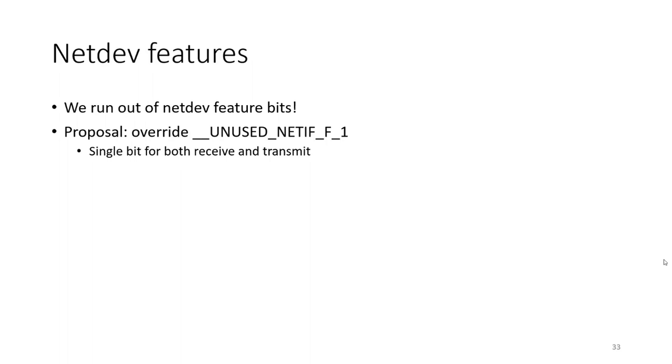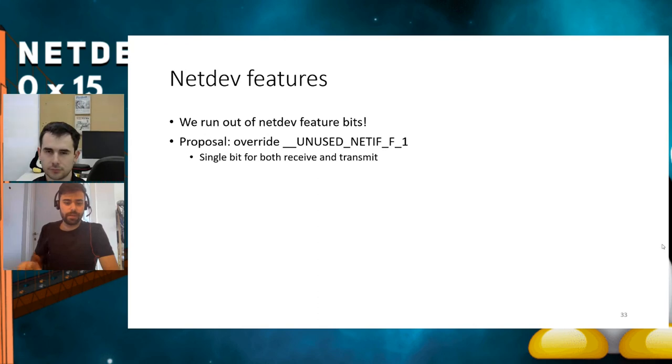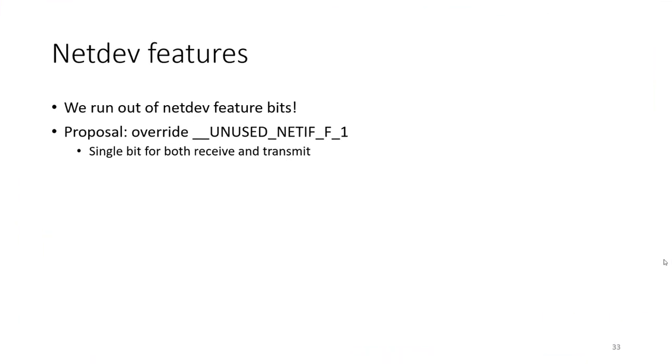As ULP DDP is a cross-layer interface between a net driver and a ULP, the ULP needs to check if the net driver supports it. The common way to do so is using the netdev features field. The netdev features field is a 64-bit variable, and each bit represents one feature, which makes room for only 64 different features. But we have run out of netdev feature bits as all bits are already taken. Our proposal is to override an unused feature bit to indicate if the net device supports ULP DDP. This bit became unused 10 years ago and seems to fit to be overridden for our cause.